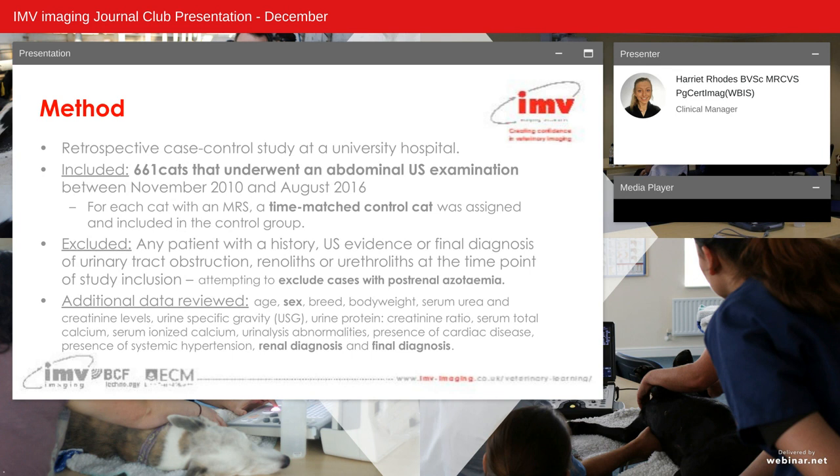And for this study, renal disease was classified using the International Renal Interest Society, or IRIS classification as we know it, for chronic kidney disease based on stable serum creatinine values in the presence of persistent structural or functional renal abnormalities. Cases with an IRIS stage 2 chronic kidney disease or above were considered representative of azotemic renal disease for this study.